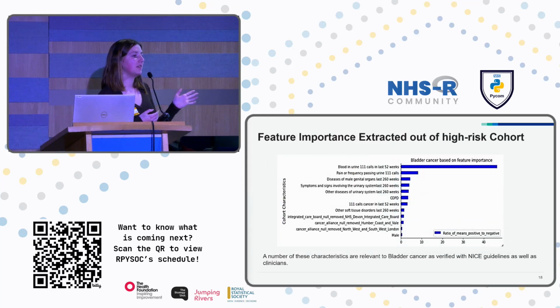Now, once we've identified these high-risk cohorts, we can then use that model to extract out the key features that have been reported from those high-risk cohorts. What we actually found is blood in urine, 111 calls, and also the pain or frequency of passing urine ended up being one of our top features. And these are actually in NICE guidelines and reported for bladder cancer, so that was a really good sign to see from the model. Additionally, we spoke with a clinical fellow as well, and he did raise that, for example, COPD, which is on there, has been shown to have an association with bladder cancer as well. So this was really positive to see from the results that we've got so far.